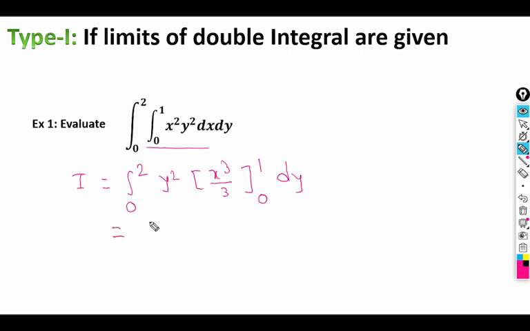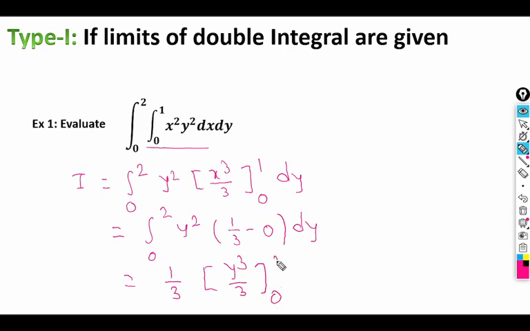When we put in the upper limit and lower limit, we get the integral 0 to 2 of y square as it is, times upper limit 1 by 3 minus the lower limit. When we replace x by 0 it is 0. So upper limit minus lower limit, this is the way we substitute the limits. Now this 1 by 3 is a constant outside the integral, and the integral of y square is y cube by 3, similar to x square, with limits 0 to 2. So 1 by 3 as it is, 2 cube is 8, 8 by 3, and for the lower limit y replaced by 0 it is 0. So the final answer is 8 by 9, and that is the end of the question.